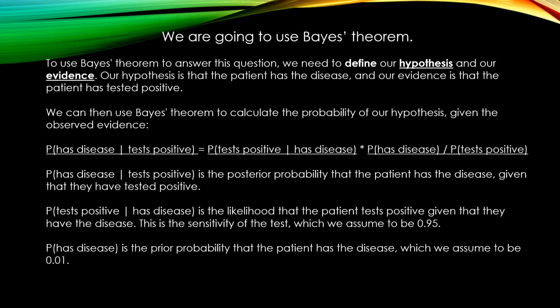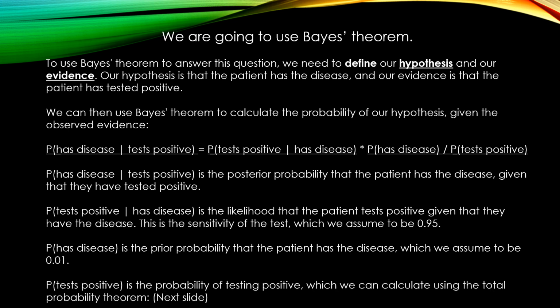And the probability that they have the disease is the prior probability that the patient has the disease in the first place. We assume that is 1%. So they had a 1% chance of getting it, and they have a 95% chance that the test is actually accurate. Now that we have a base understanding of how it works, we can take a look at the probability that they test positive here, and we can calculate that using the total probability theorem, which we will go over in the next slide.